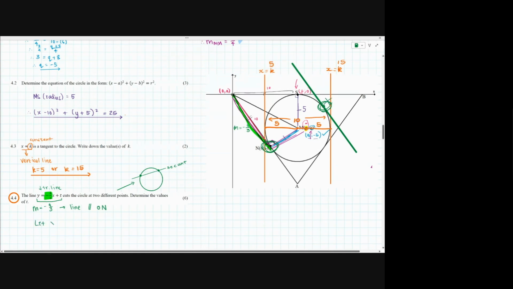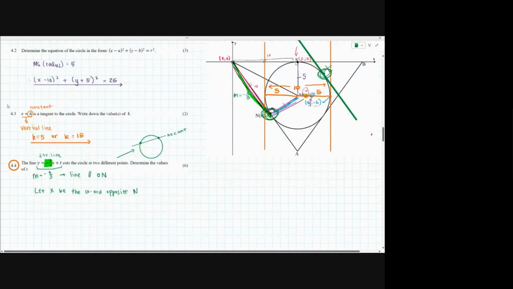So let X be the coordinate opposite N. Again, you can call it whatever you want. I'm just going to call it X. And we essentially want to work out what that coordinate is, because then I've got a defined range. Now, let's think about what this is. If we were to go opposite N all the way to X, it would go through my center point and actually create a diameter. So I can use the coordinates of M to work out what that other coordinate is. I can use my midpoint formula to work out what X should be.